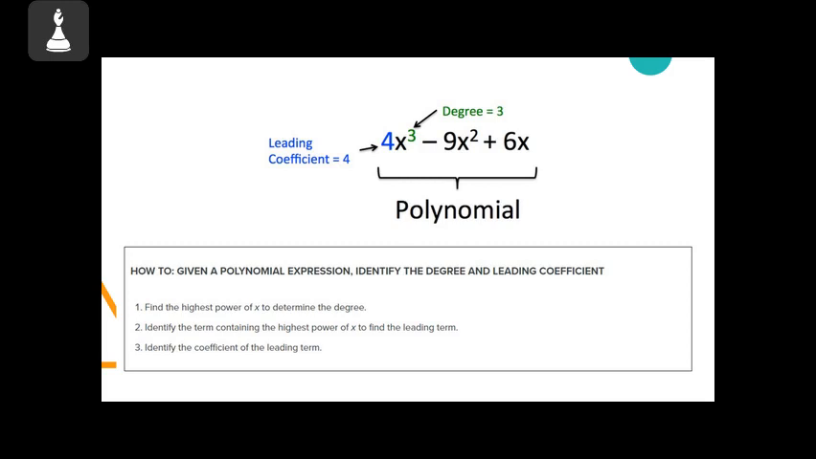It says 1, find the highest power of x to determine the degree. So the highest power on x here is 3. Identify the term containing that highest power of x, which is then called the leading term. So this entire term, 4x cubed, is the leading term, which means then you can identify the leading coefficient by looking at the coefficient of the leading term.